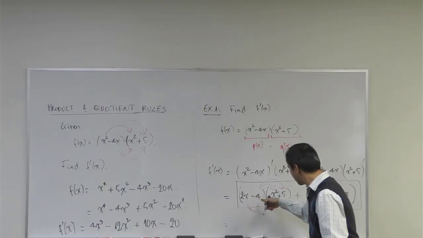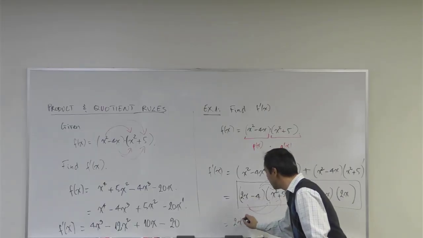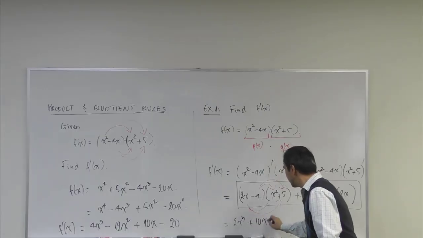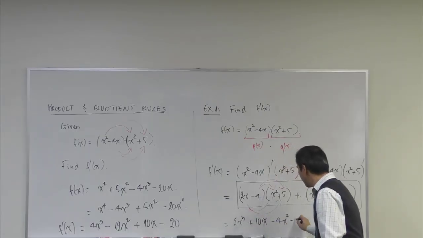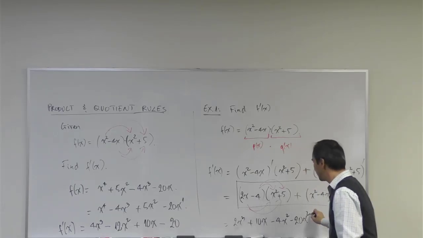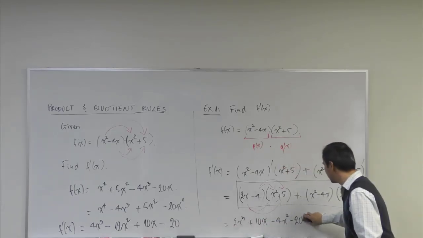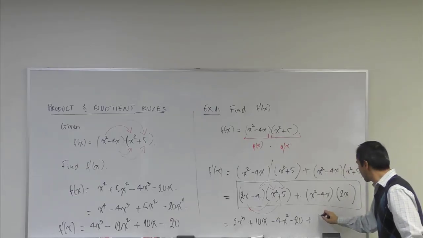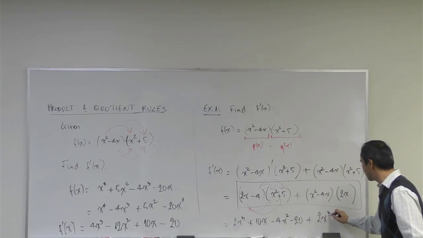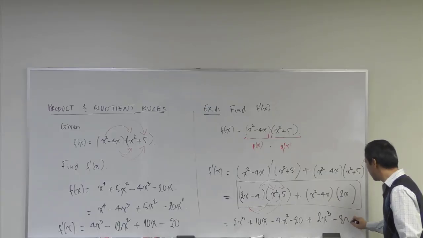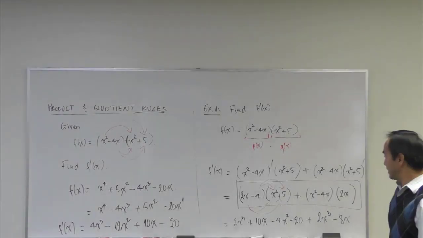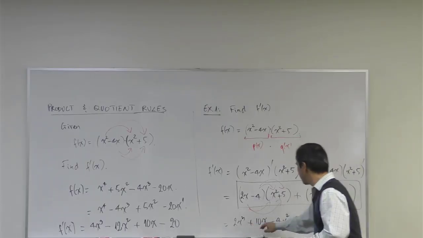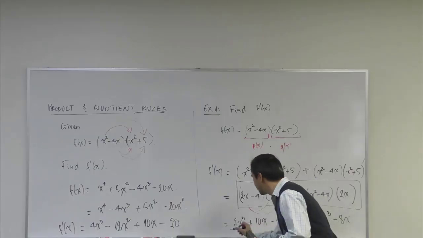The 2x times x squared gives me a 2x cubed, right? And the 2x times 5, we're looking at a 10x. Minus 4x squared, right? And minus a 20x squared. I mean, not 20x squared, just 20, right? And then we add it. So here we got 2x cubed, right? And minus 8x. You guys read that? And then we combine like terms. The 2x cubed and the 2x cubed combined make it 4x cubed.